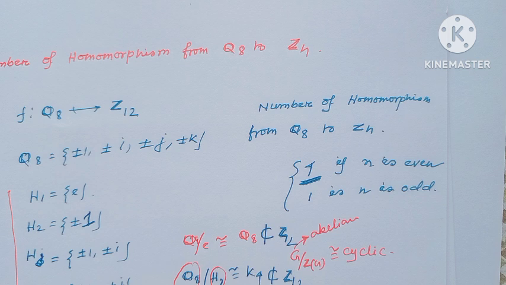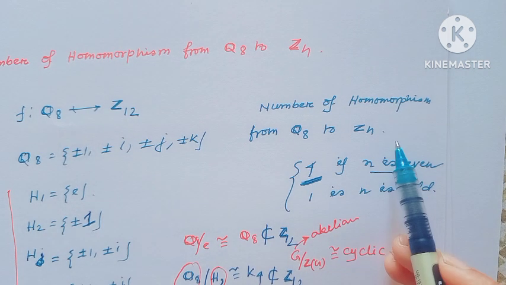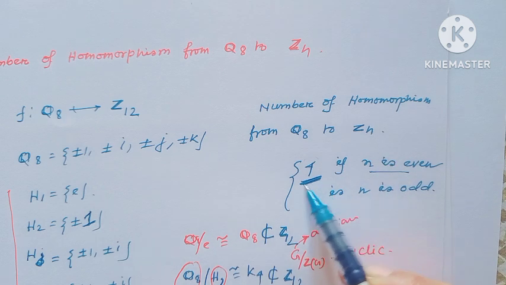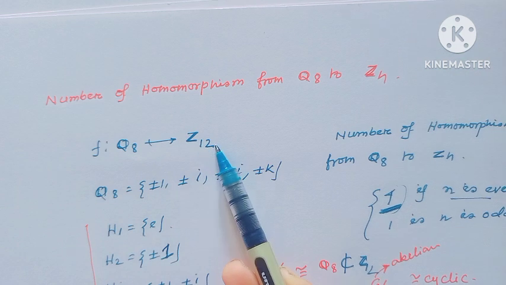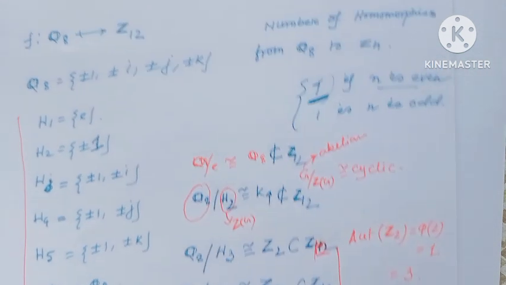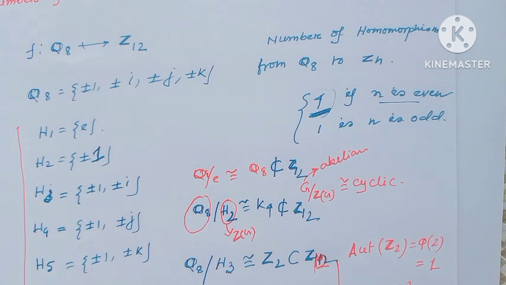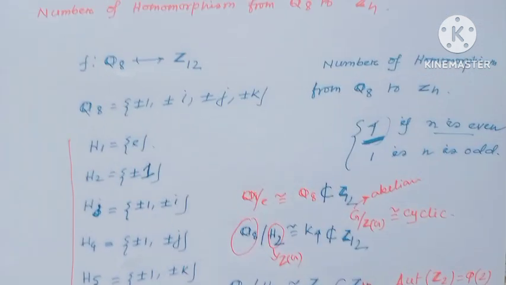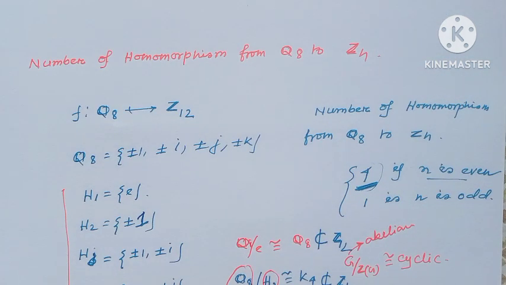I hope all my viewers have understood why, when n is even, the number of homomorphisms from Q8 to Zn is 4. If you consider similarly Q8 to Z12 or Z10, the number of homomorphisms would also be 4. When n is odd, the only homomorphism possible is the trivial homomorphism. I hope all my viewers have understood this clearly.